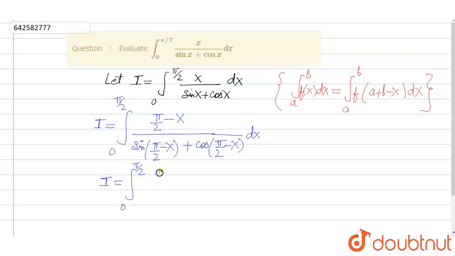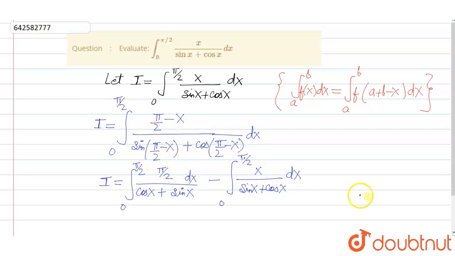This becomes pi by 2 divided by, this is cos x, since sin of pi by 2 minus x is cos x, and cos of pi by 2 minus x is sin x, minus integration from 0 to pi by 2 of x divided by simply sin x plus cos x dx. I have broken this integral into these two terms.